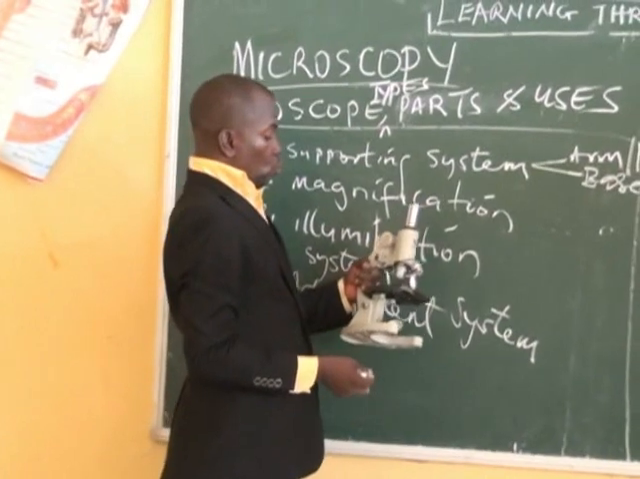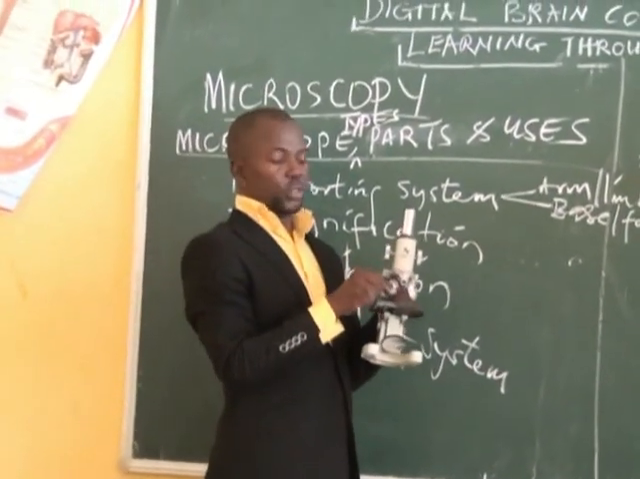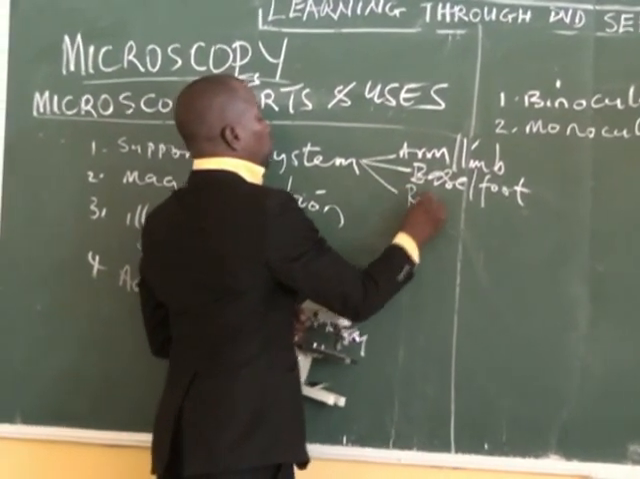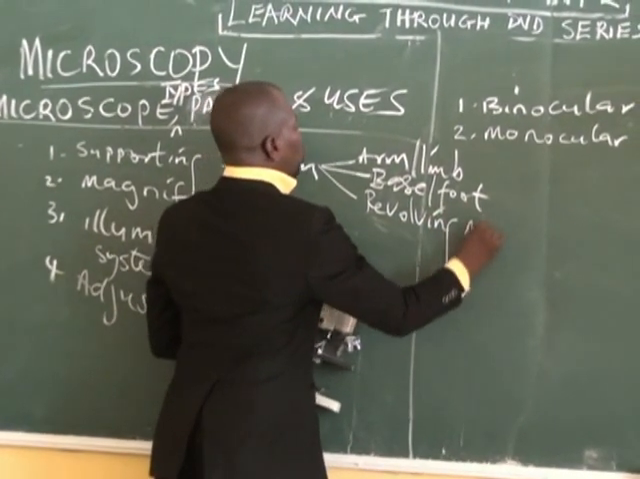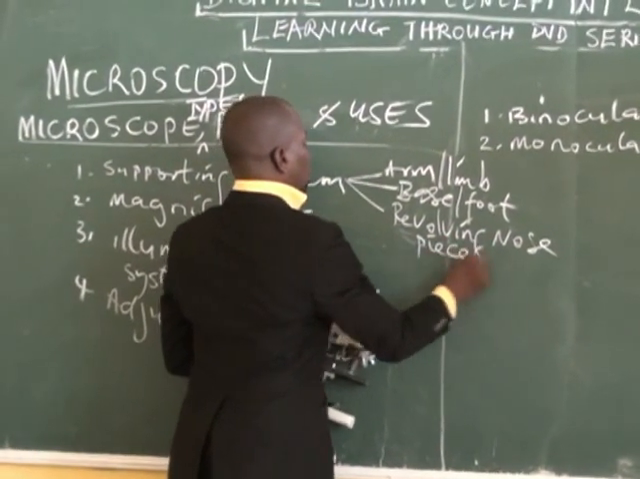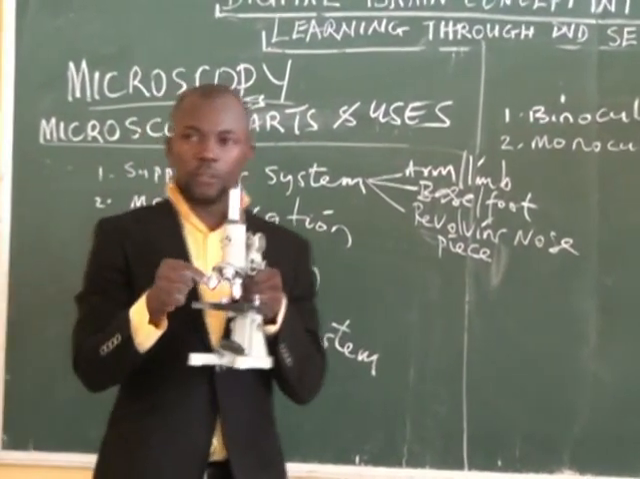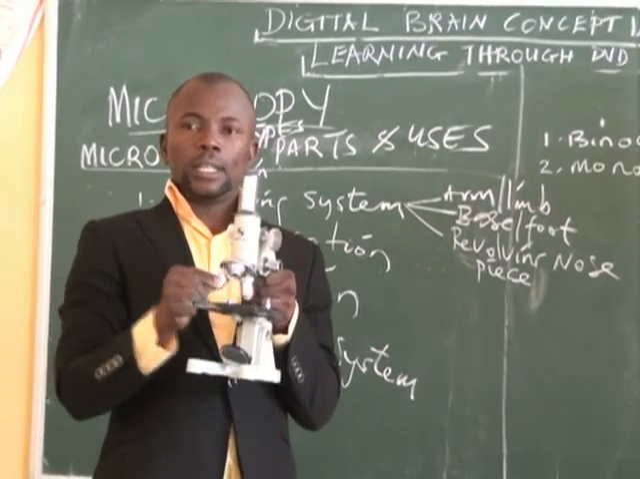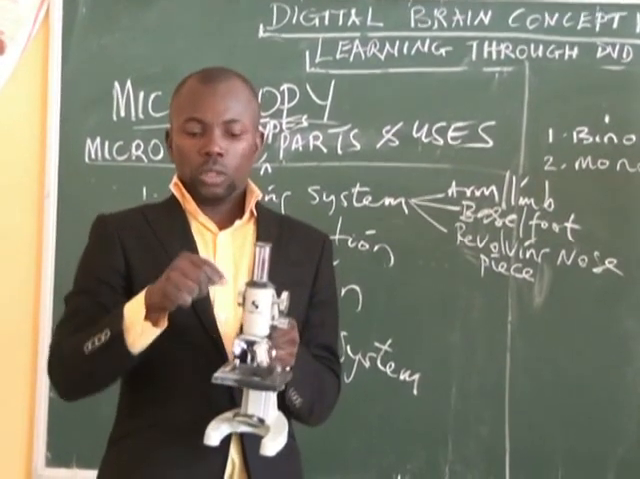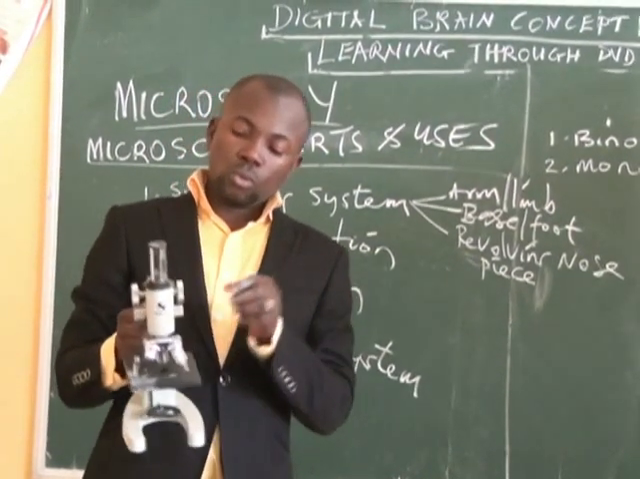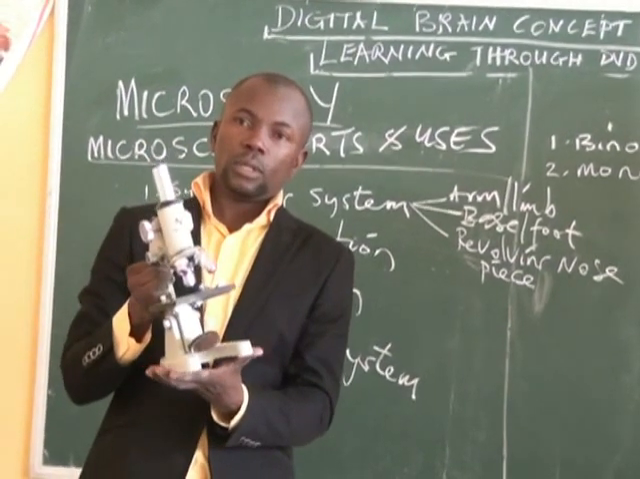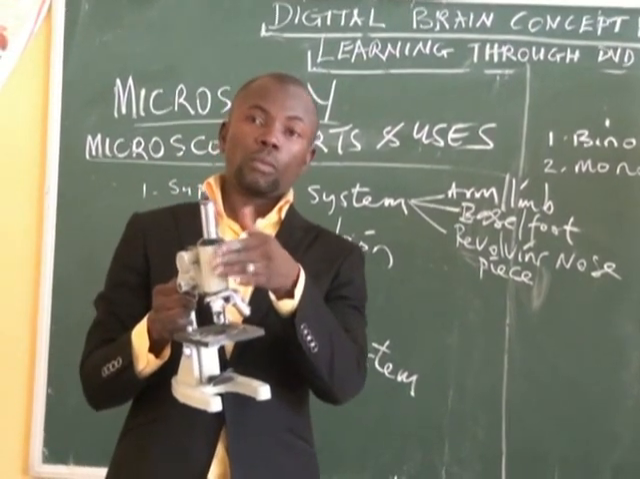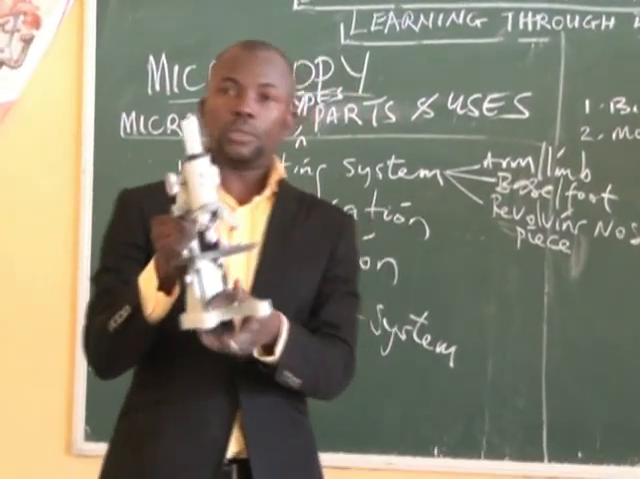Then we also have the revolving nose piece. It's also a supporting system. It is where the objective lenses are connected, and you can use it to swing each objective lens into position. We have the arm, we have the base. We call these the supporting systems of the microscope. The body tube and the draw tube are also supporting systems of the microscope.